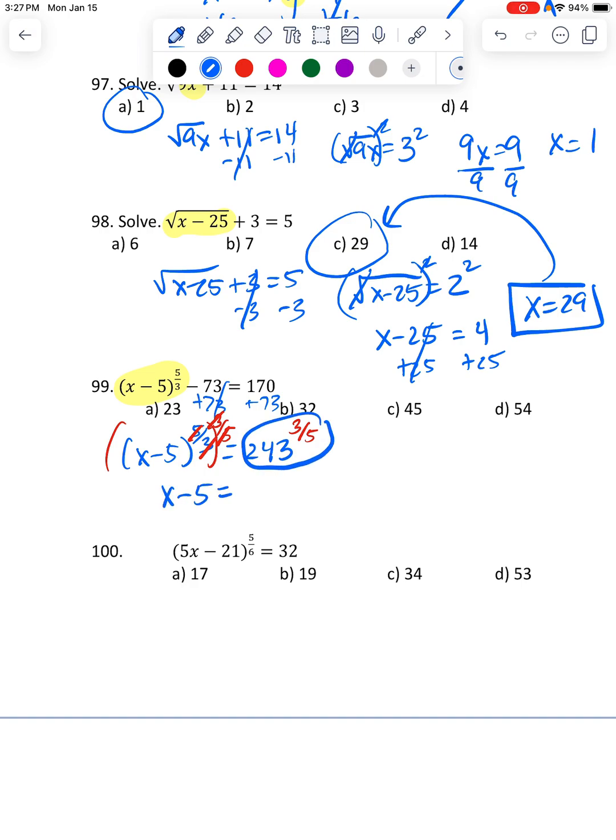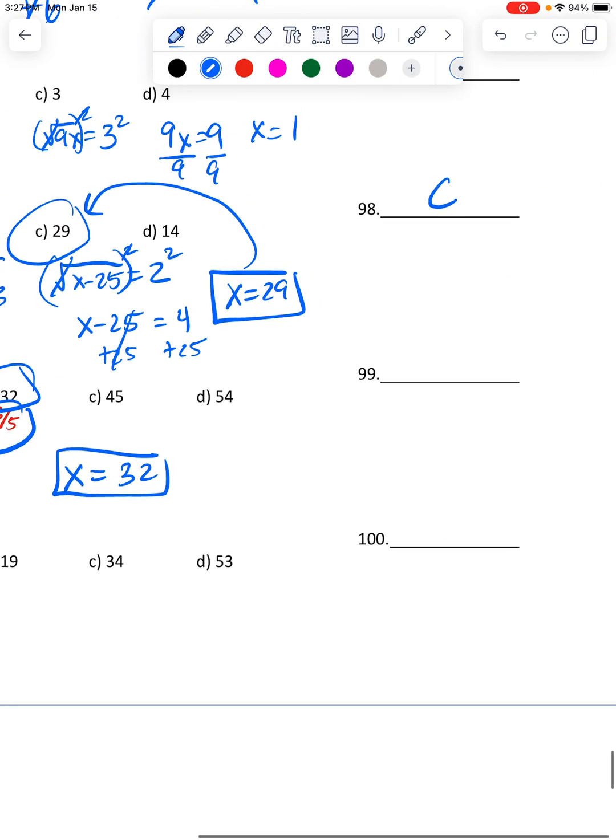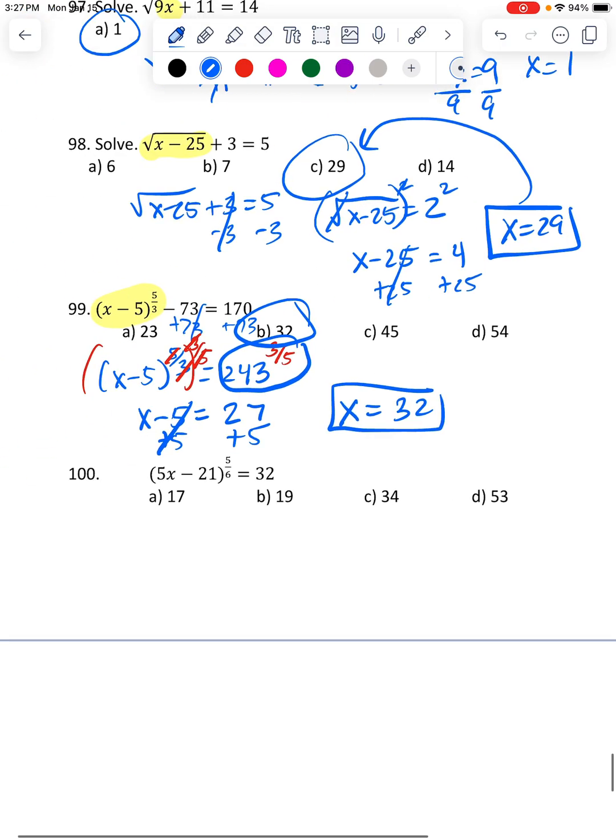And then here you can either do this one using your card, or you could do this one using your calculator, but you need to end up with 27 as the right side. That's what 243 to the 3/5 power is. But we still need to add 5. So in the end, my answer is 32. So then my answer is B.